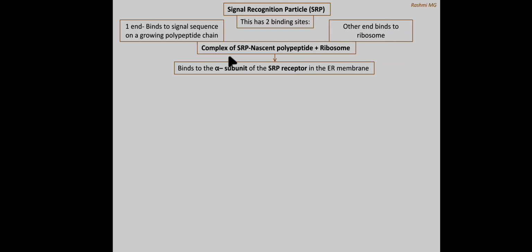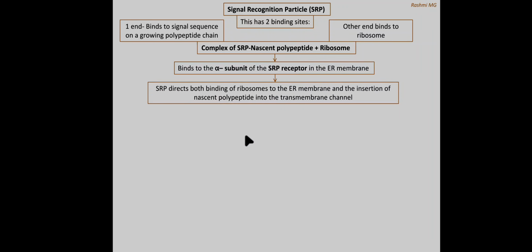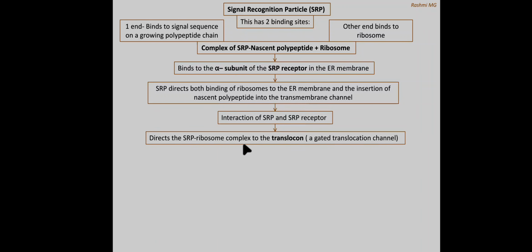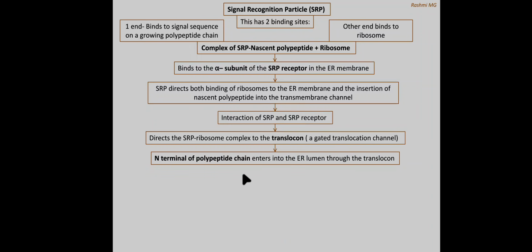So what had happened here? The complex of SRP, nascent polypeptide and ribosome forms a complex. Then this complex binds to the alpha subunit of the SRP receptor. This SRP directs both binding of the ribosome to the ER membrane and insertion of the nascent polypeptide into the transmembrane channel. Then what happens? Interaction of SRP and SRP receptor directs the SRP-ribosome complex to the translocone, which is a gated channel. The N terminal of the polypeptide chain enters into the ER lumen through this translocone.